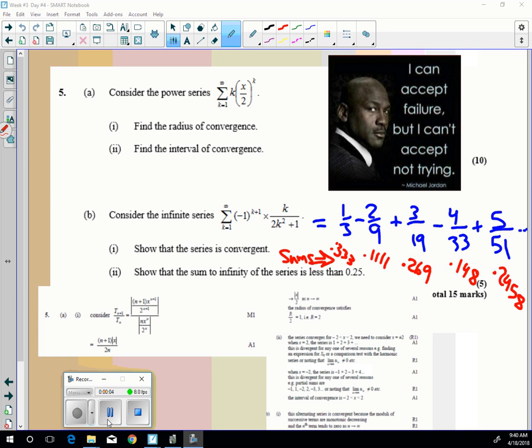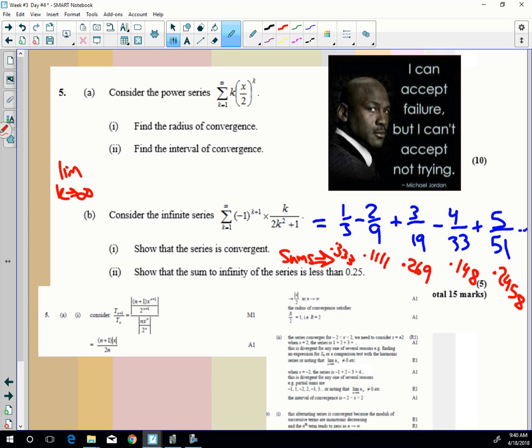There we go. Consider the power series sum of k x to the k over 2. Do you remember these? The limit as k goes to infinity of (k plus 1) times x over 2 to the k plus 1, all over k times x over 2 to the k. Does that look familiar? Well, dig in then.